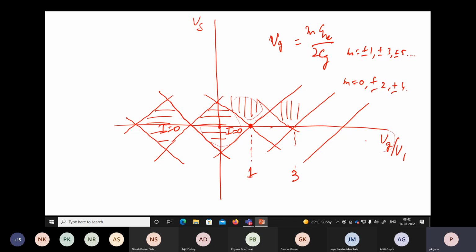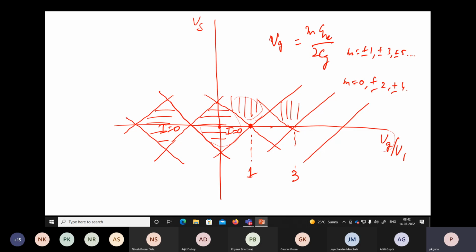I think I'm stopping it here. Most of the steps are very elaborately written in the note. You see the note, but I don't expect you to memorize these steps. All I want is for you to go through the note and try to understand what a single electron device is and how it might work.